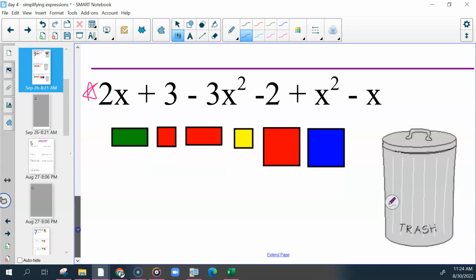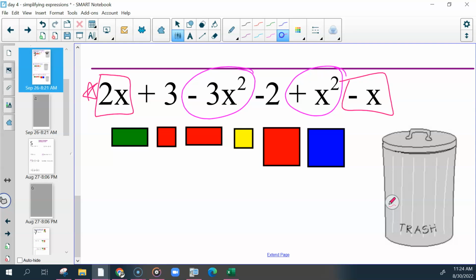Someone tell me like terms you see. One pair of like terms you see. Oh, sorry. Negative 3x squared and then positive x squared. Okay, so that is a set of like terms. Keep going. 2x and negative x. And then our last ones are positive 3 and negative 2.